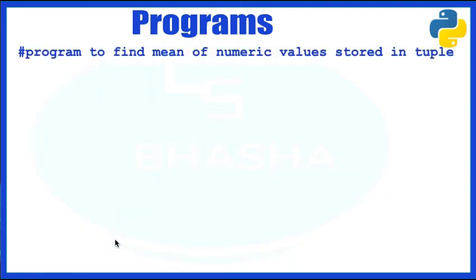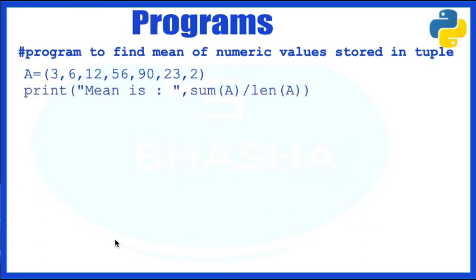The second example is mean. Now we know what mean is. Mean means the sum of all the elements divided by the total number of elements. So obviously, how do we find the sum of all the elements of a tuple? We have a sum function. And how do we know the total number of elements? Using the len function. So when we find the sum, we find the len, we find the mean. It's as simple as that.